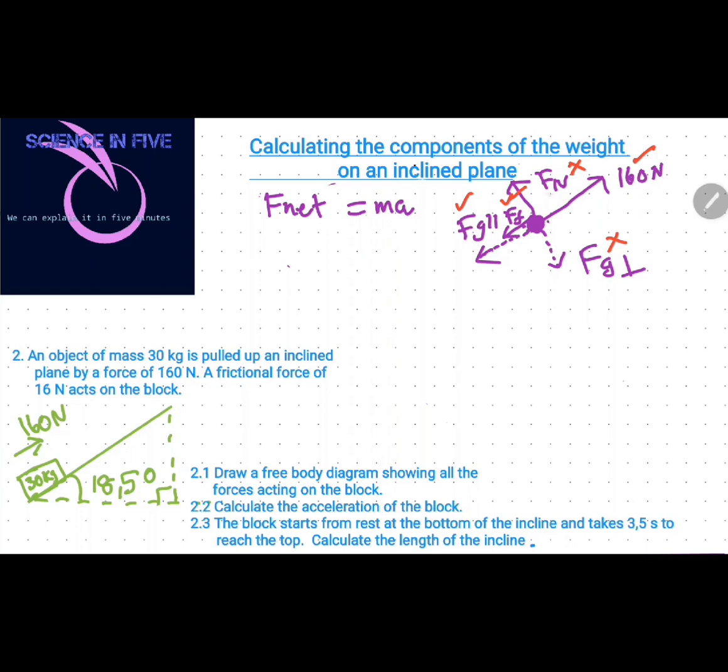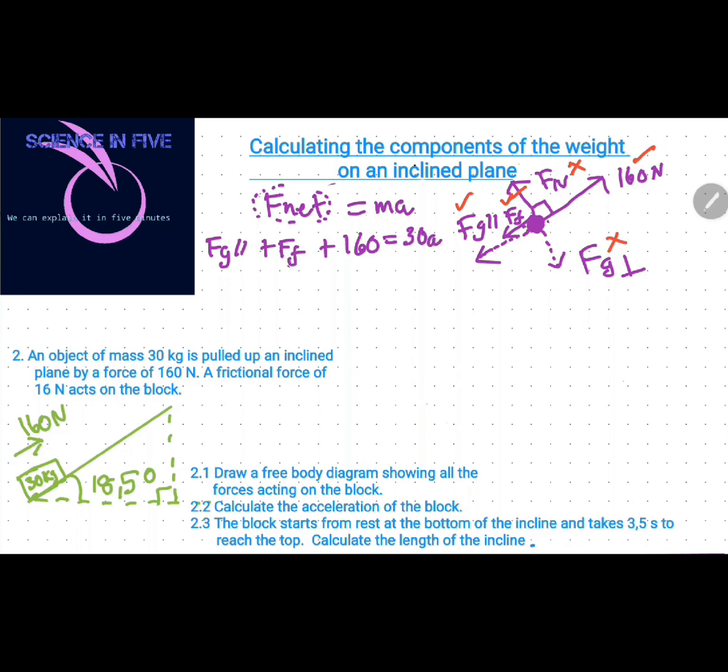We've already discovered that we can leave the Fn and the Fg perpendicular. They're acting at 90 degrees to the motion. They will have no components in this direction. So the forces that affect the motion that comprise this F net are those three forces that we've already ticked. So we're going to have Fg parallel plus F friction plus the 160, which we also call the applied force. All that is equal to 30 of A.